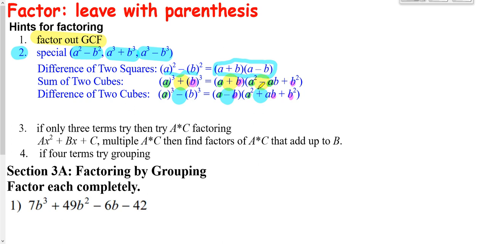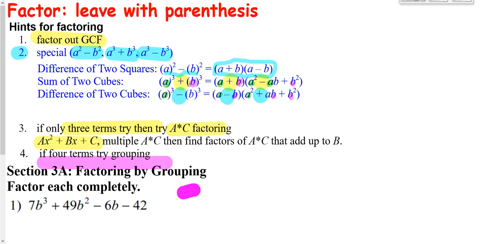So you might want to have these formulas written down. Now, the next thing you want to consider is if there's three terms, then you want to go ahead and do your AC factoring. And then if there's four terms, then you want to go ahead and do grouping.